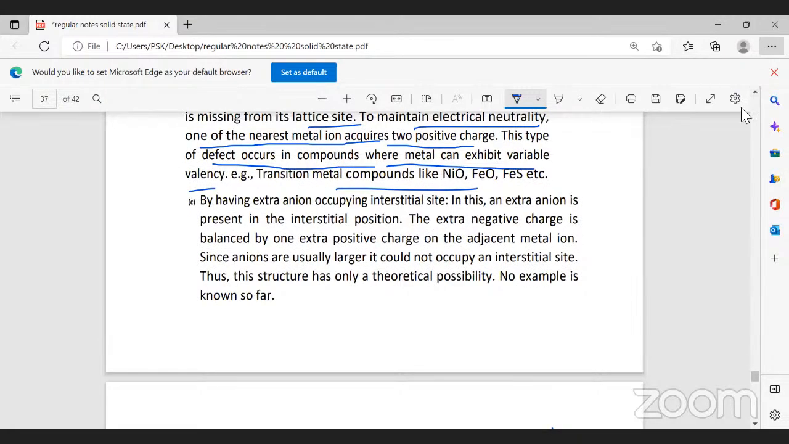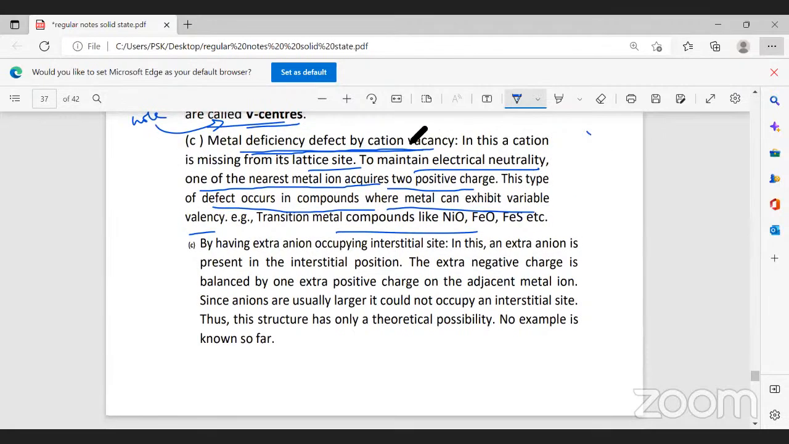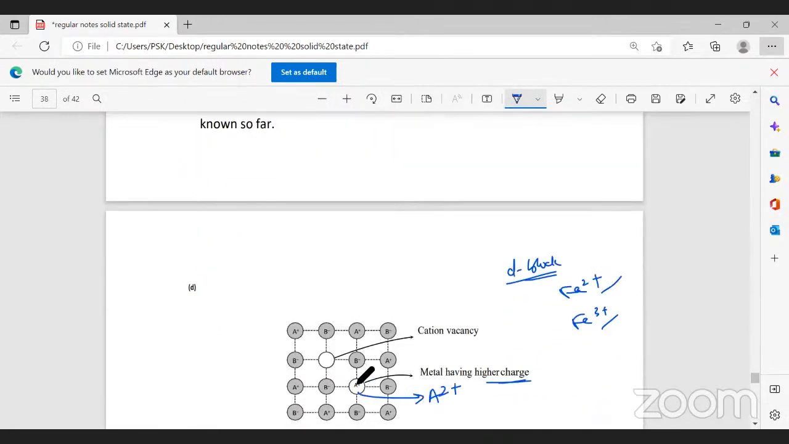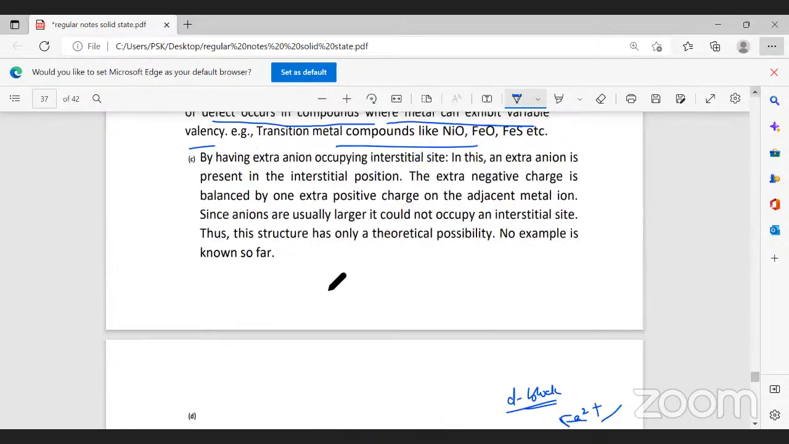All right, those are called what? Metal deficiency defect by cation vacancy. Whenever a cation is missing, the neighboring cation will acquire a higher charge. It is A plus here, it is A2 plus. Did you understand this? Yes, sir. Okay.